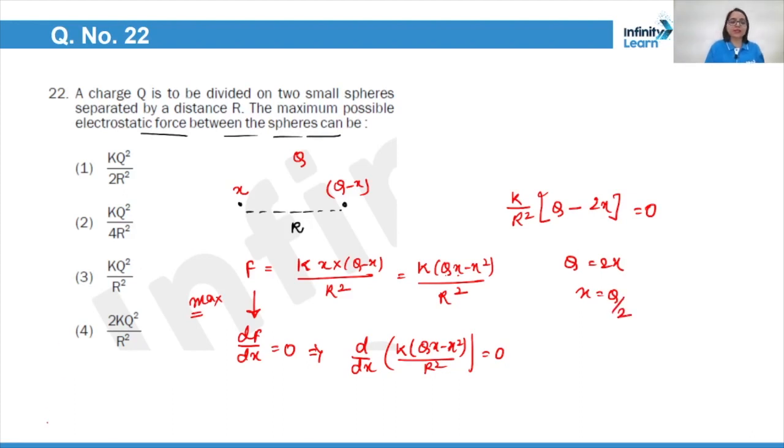So force is maximum when you distribute this charge equally, right? So this should be q by 2 and this should be q by 2. So maximum force will be k times q by 2 into q by 2 divided by r square, which is k q square upon 4 r square, and that is option 2.